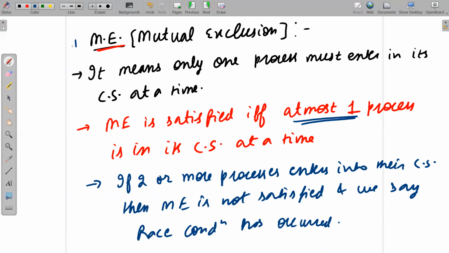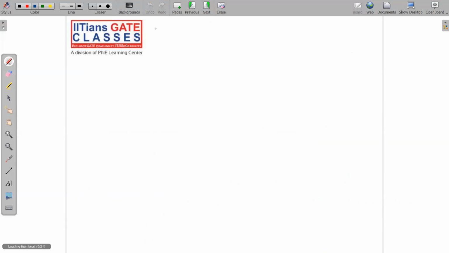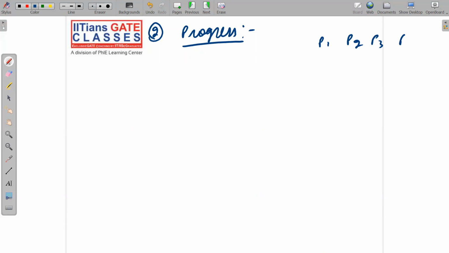So this was our first definition, that is mutual exclusion. The second definition is progress. What is progress? Let me tell you. For example, we have say 5 processes: P1, P2, P3, P4, P5. And I am assuming that P1, P2, and P3 want to enter into their critical section, but P4 and P5 do not want to enter the critical section.